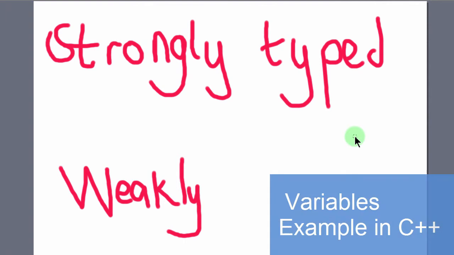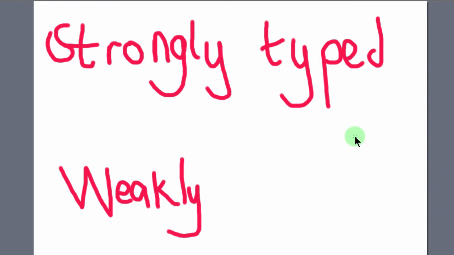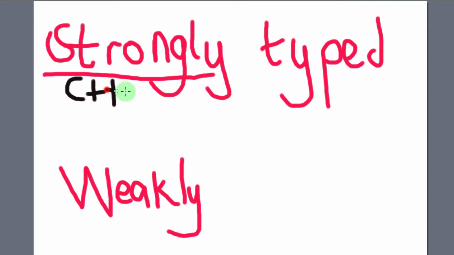Now, when we were looking at data types, we said something about strongly typed and weakly typed programming languages. In a strongly typed language, when you declare a variable, you must declare the type as well. An example is C++ and Java.